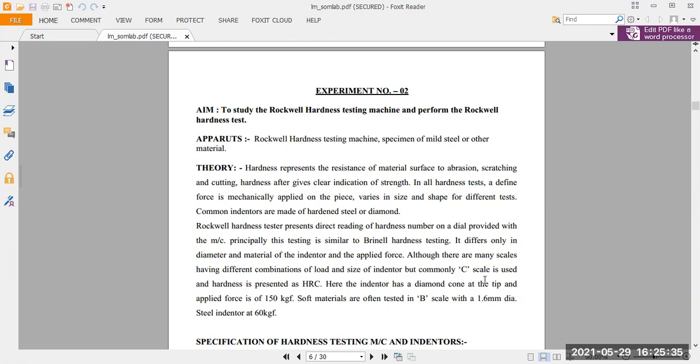We have shown you the C scale, as well as a red scale and a black scale. Both these scales are used, either R or C, and mostly we are using the C scale, and hardness is presented as HRC or only RC, Rockwell scale. Here the indenter is a diamond cone at the tip and the applied force is as high as 150 kg. Soft materials are tested in the B scale or red scale with a 1.6 millimeter diameter steel indenter and 60 kg. So here we use a minimum load of 60 and a maximum load of 150 kg as per our own record.